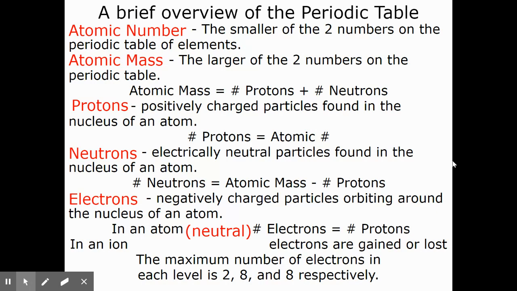However, if you have one that has more protons than electrons or more electrons than protons, if they're not equal, that's what's called an ion. All right? Now, an ion has a charge to it.